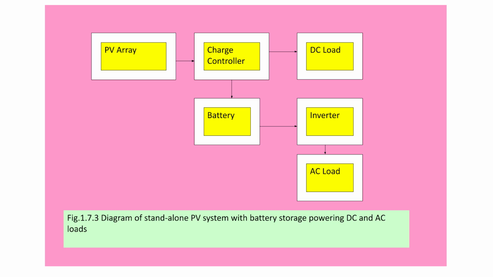Now suppose you want to use this stored electricity in off-sunshine hours, that means during night hours, and you want to use it as an AC load. What you need to do is convert this DC electrical power into AC. And how can you convert this DC into AC? It can be converted with the help of the inverter. Now we have to understand the function of the charge controller.